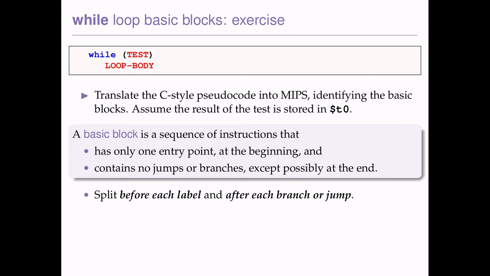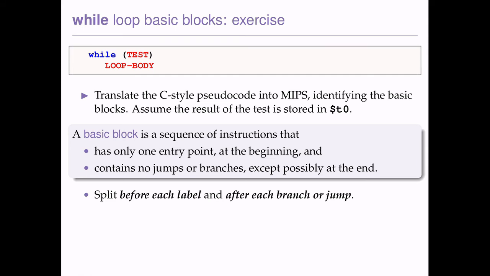So let's have a look at an exercise. There's some pseudocode up here. It's C style, but it's just as well thinking of it as Java style. It's not too different. And MIPS, so identify the basic blocks, assuming the result of the test is stored in T0. So we have while test, and then we have loop body. So again, remember, a basic block is a sequence of instructions that has only one entry point at the beginning and contains no jumps or branches except possibly at the end.